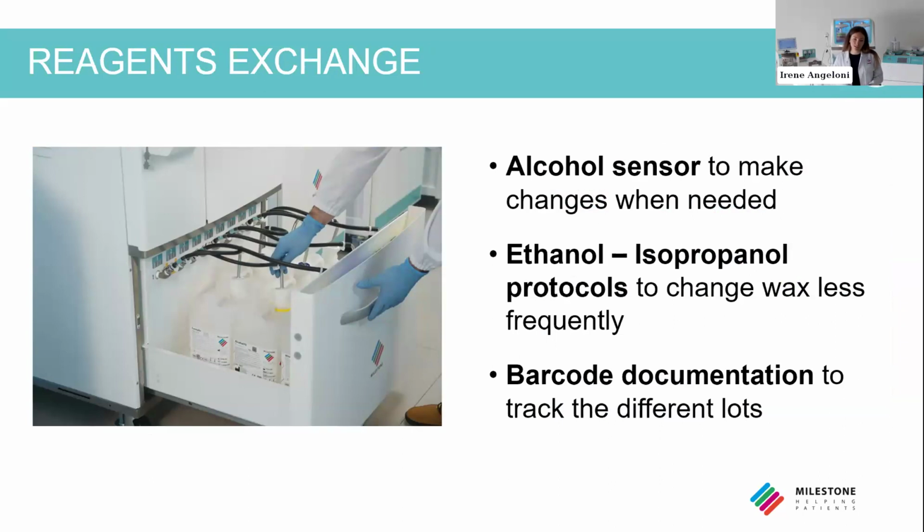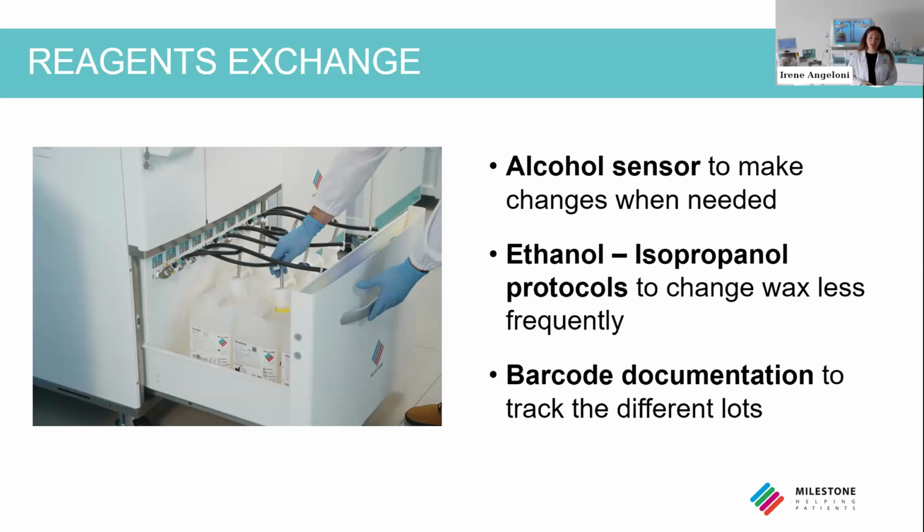We can reduce the reagents consumed by changing the reagent only when it's really needed. So this is possible through the use of what we have again in Magnus, that is an alcohol sensor. The alcohol sensor determines in a scientific way when to change the reagent. So I'm sure to change the reagent only when it's expired, or only when it's not good.